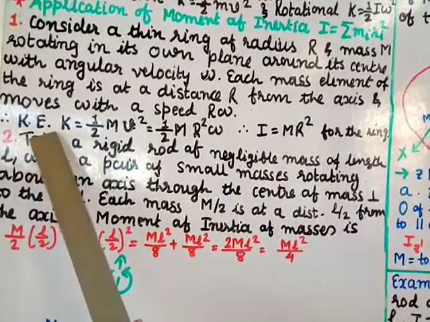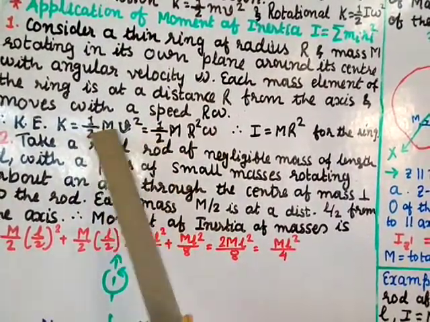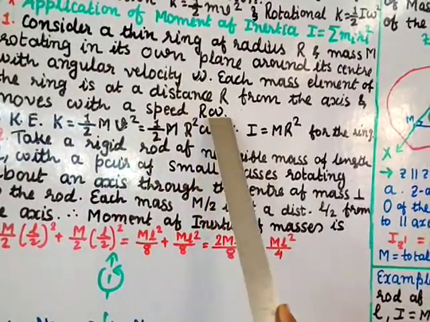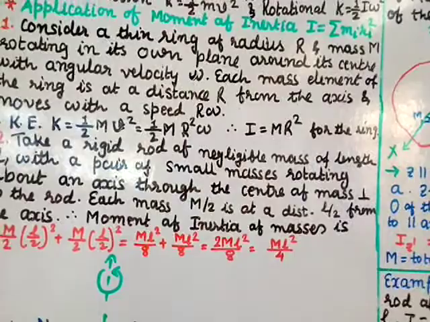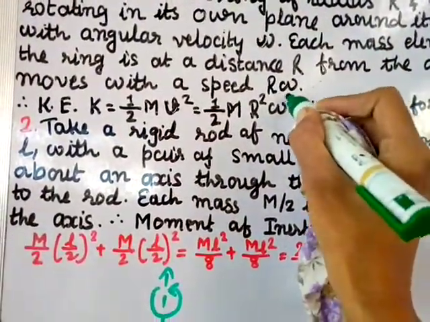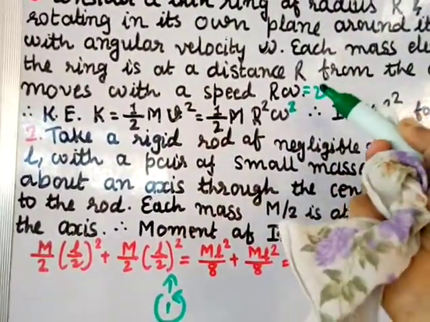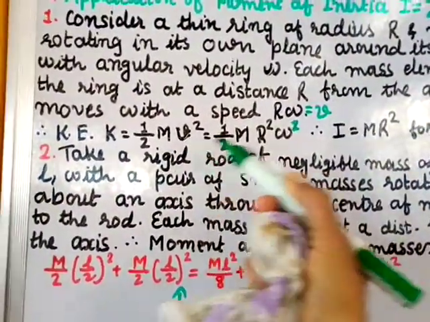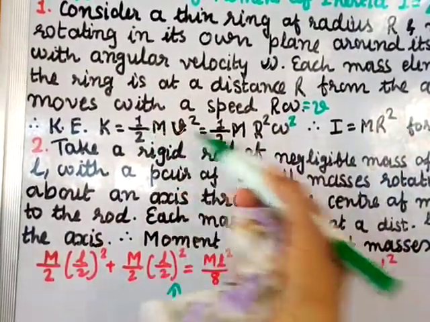Therefore kinetic energy K is equal to 1 by 2 m v square. As v is R omega, v square is R omega whole square. So R square omega square. Let us correct it, it will become omega square, because you have to square both. This is the value of v, so v is equal to R omega. So you put here v, it will be R omega whole square. That means R square omega square and 1 by 2 m as it is.